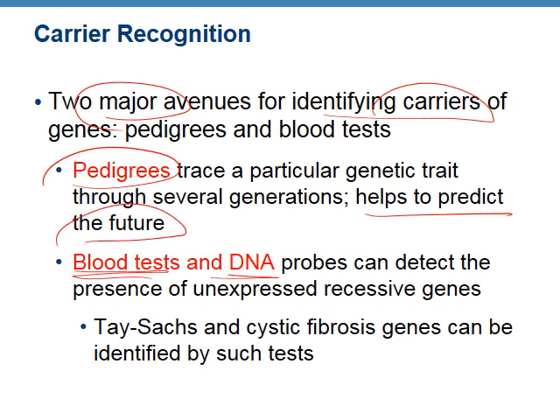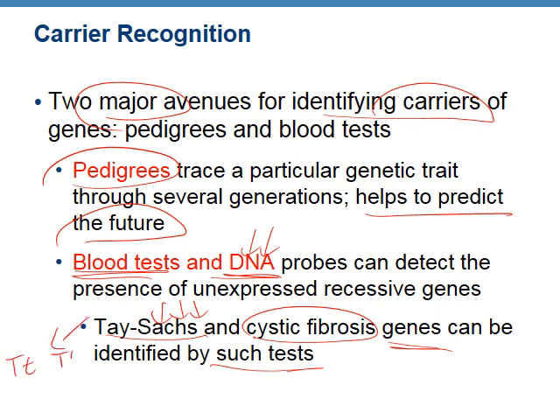We can also do blood tests and DNA. So that karyotype that we saw at the very beginning, we could look at your DNA and we could probe it for a very specific disorder. And that way we would know if you had Tay-Sachs or cystic fibrosis genes, we can identify them right away. And some people want to have these particular disorders tested for before they decide if they're going to have children or not. If you're both a carrier of Tay-Sachs, right? If you both carry the recessive allele, you have a 25% chance of having a child that has Tay-Sachs disease.